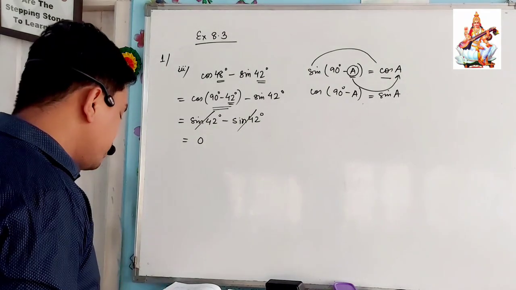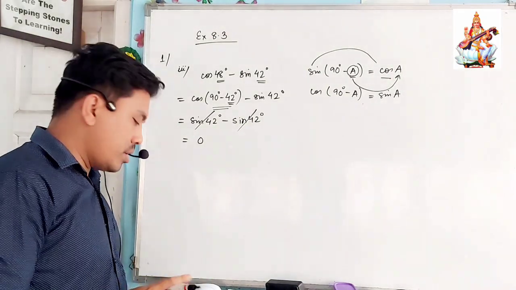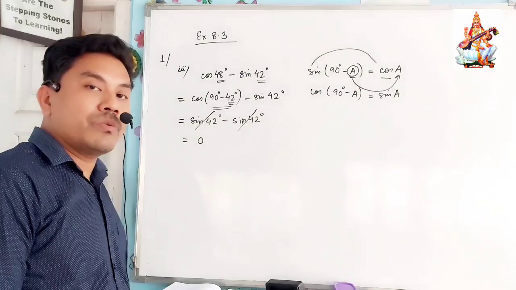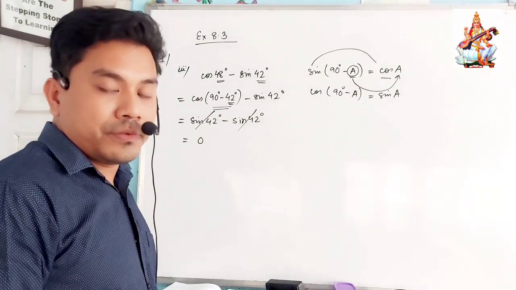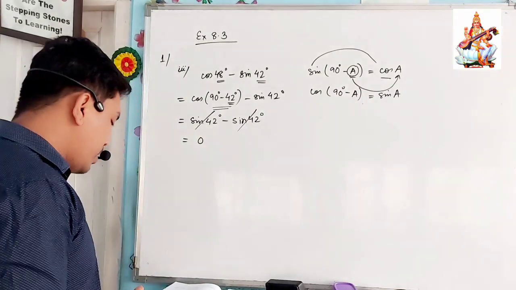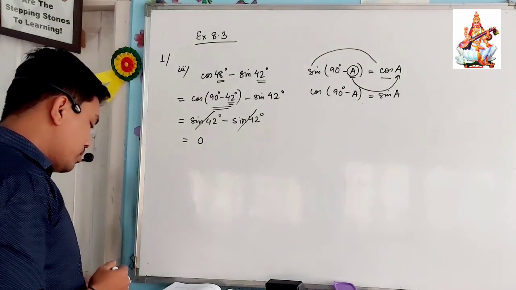Okay, so it is very simple. Question number 4 is also same. We can see there, 31 plus 59 will be what? 31 plus 59 will be 90. So you convert one of them. Okay. Alright. Now see the next one.